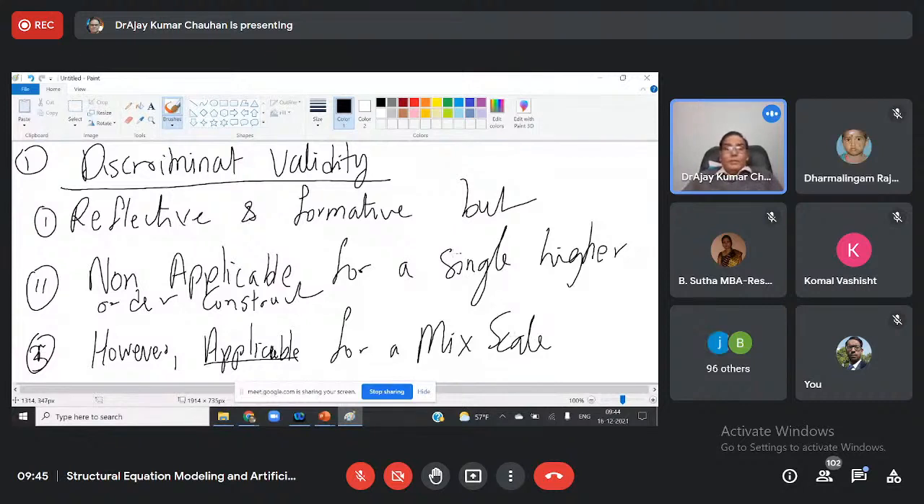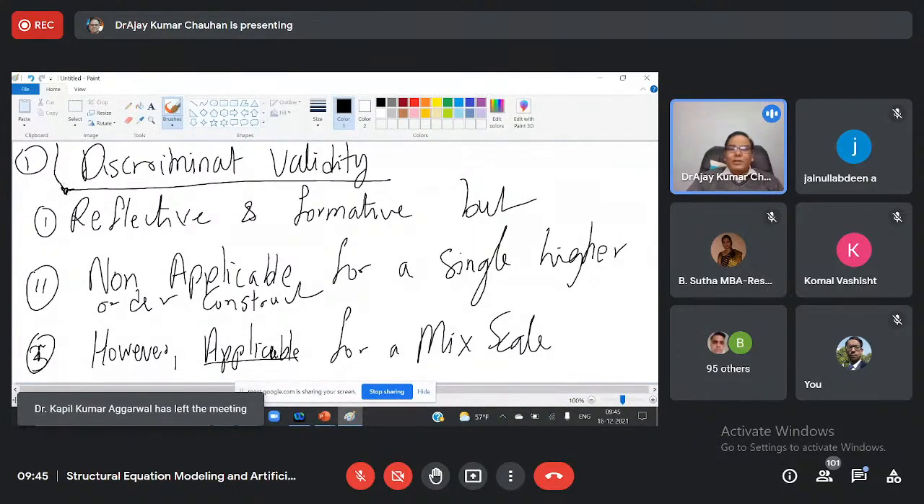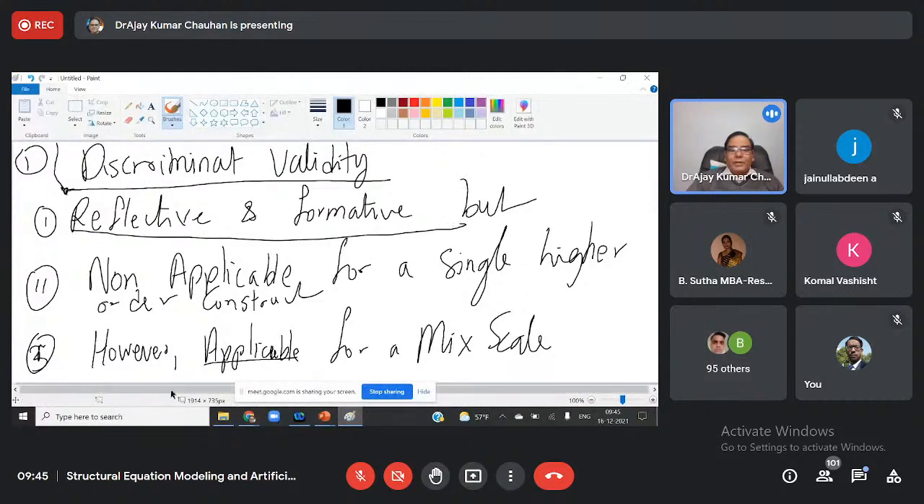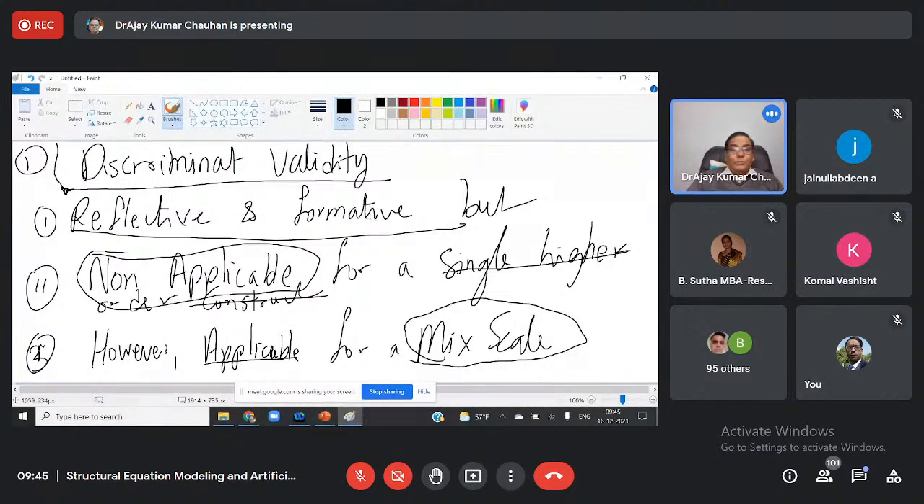So there is a confusion. There's a lot of confusion in researchers about where we should apply discriminant validity and how we should apply it. We are using a second order construct; should we go for discriminant validity? So I'm telling you, discriminant validity is only applicable for the reflective, formative, and the mixed scale. It is not applicable for a single higher order construct. So this point you should know. Now let me tell you how to measure it.